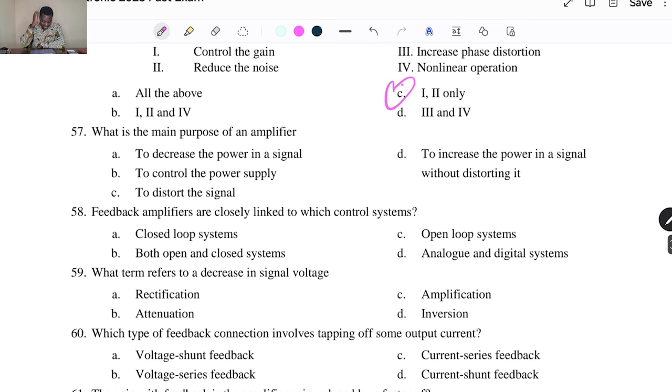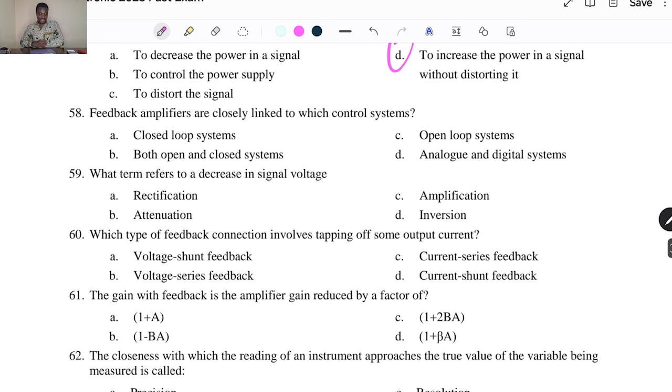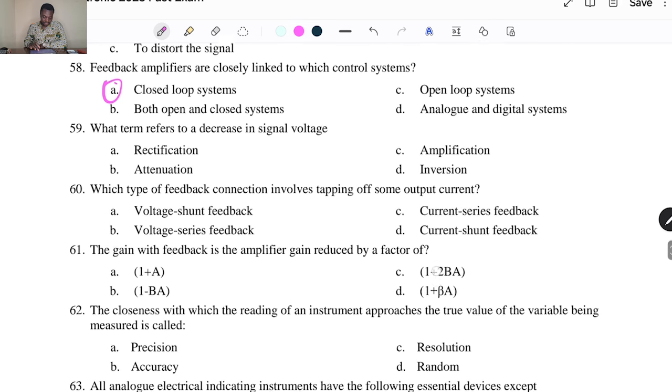All right. What is the main purpose of an amplifier? A, to reduce the power in the signal. No. If we were to control the power, no. To distort, no. It's going to be D, to increase the power in a signal without distorting it. So it's D. Feedback amplifiers are closely linked to which control system? When we talk about feedback, we are talking about closed loop systems.